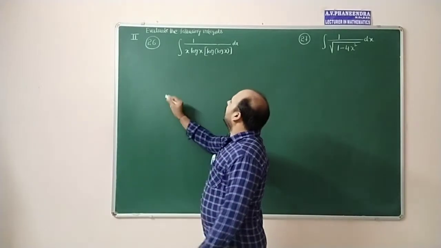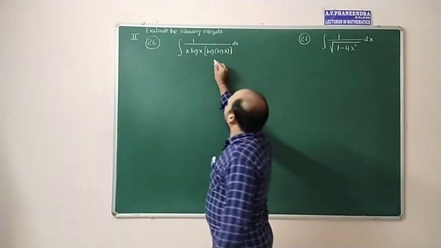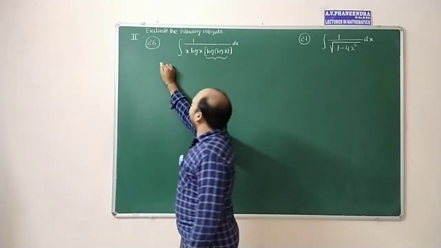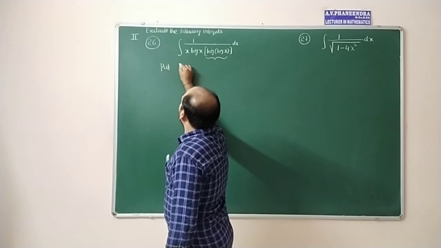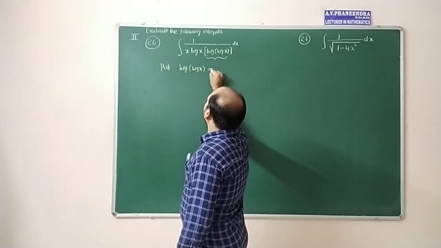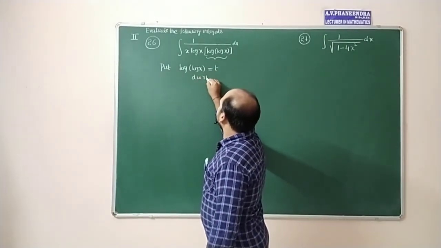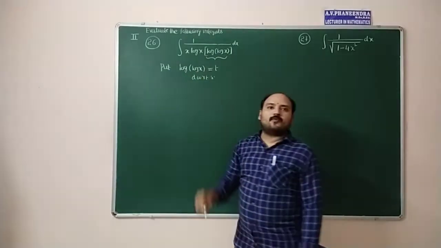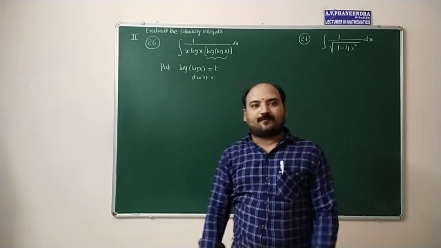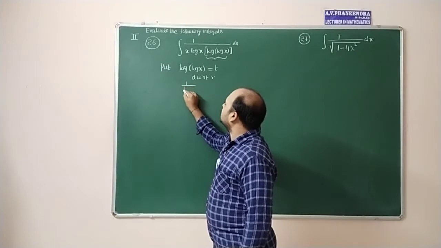See here, this problem also uses the substitution method. Log of log x you have to take as t. Put log of log x is equal to t. Differentiate with respect to x. It is in the form of log f of x, so d by dx of log f of x is 1 by f of x. So d by dx of log x is 1 by log x.